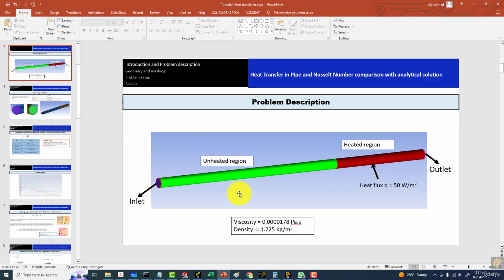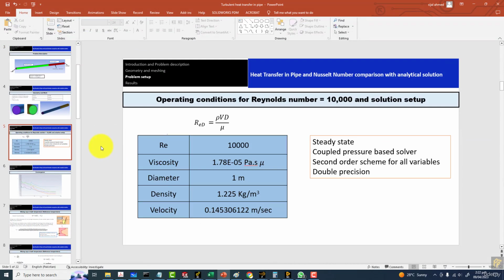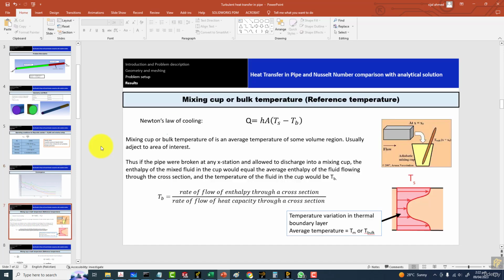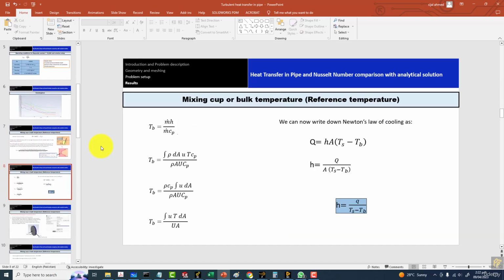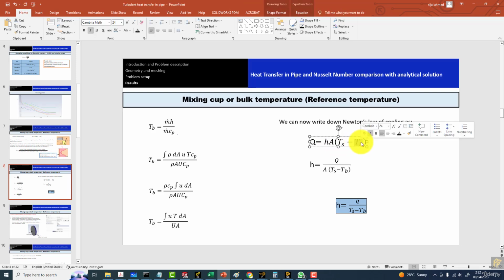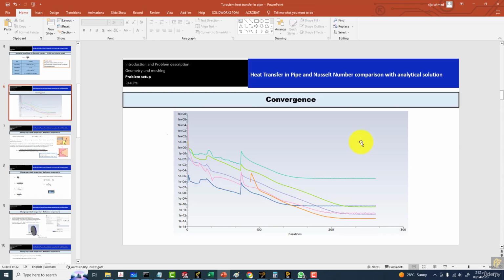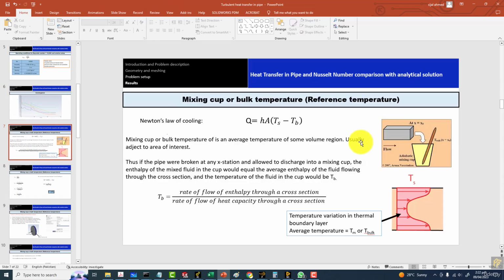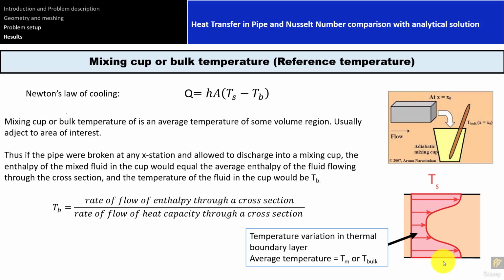In this video, I am going to explain the method to determine the Nusselt number, and for that we have to determine the heat transfer coefficient, and to determine that we have to determine the bulk temperature or mixing cup temperature. So first of all, let me give you an idea about the mixing cup temperature. This is a very important concept here.